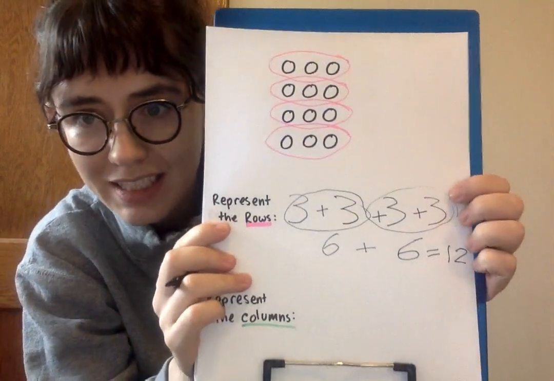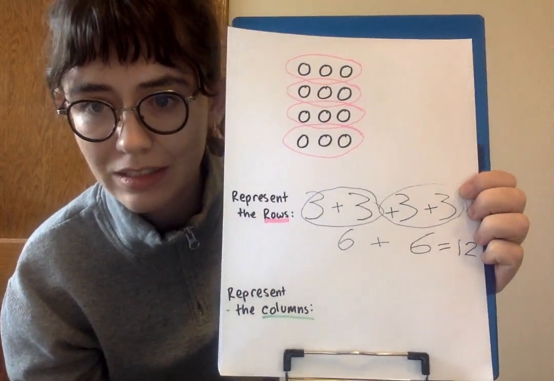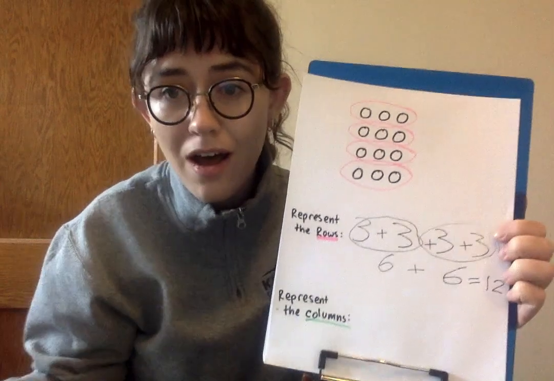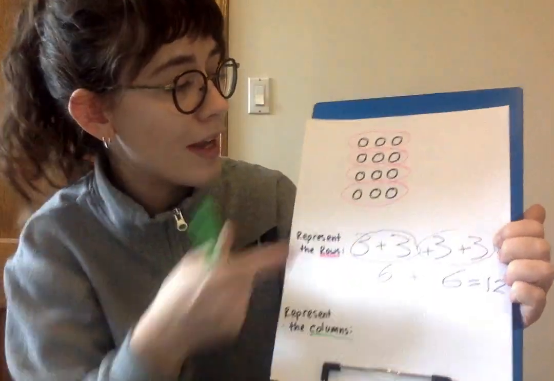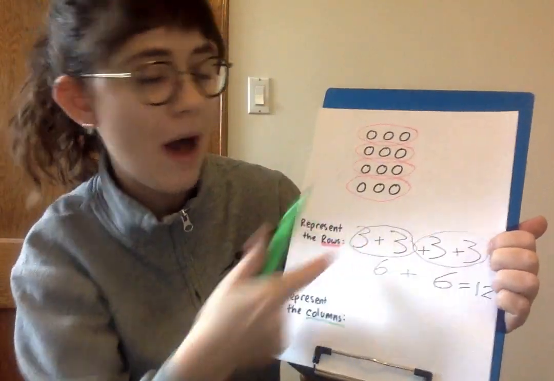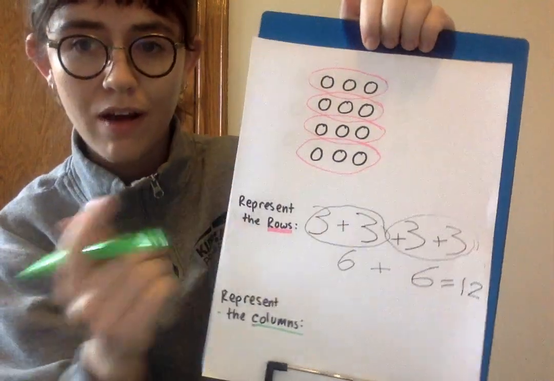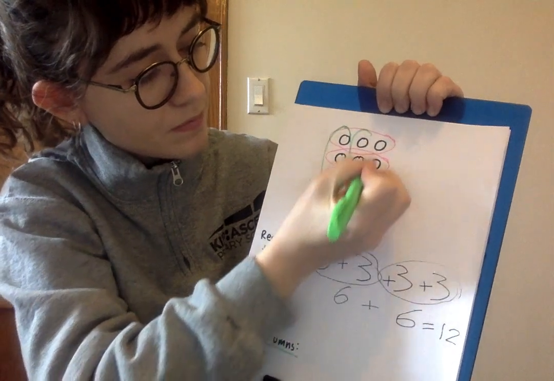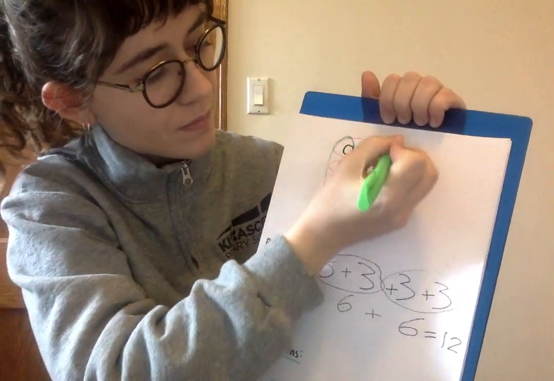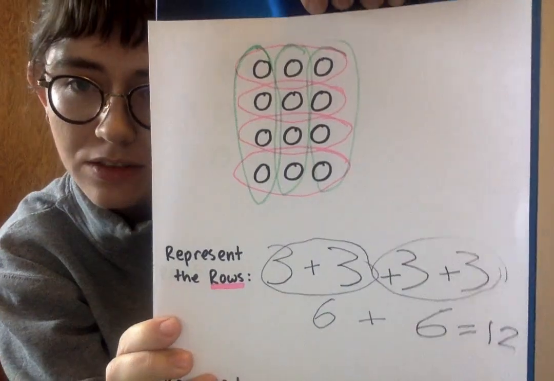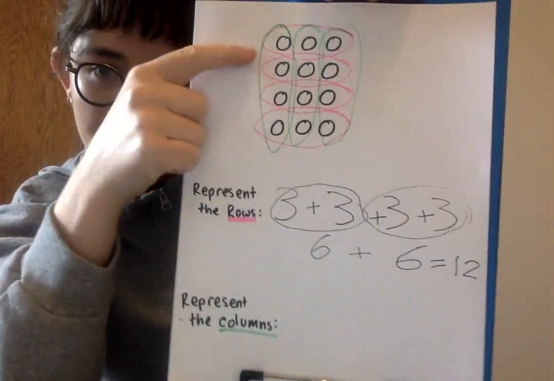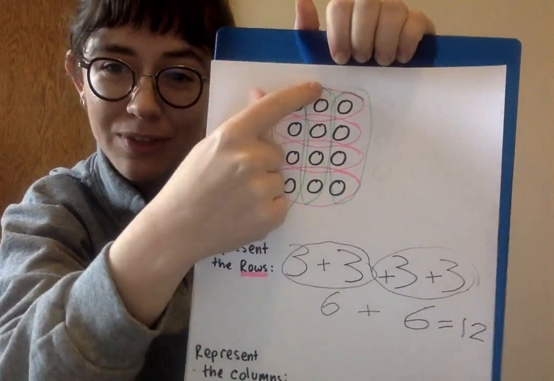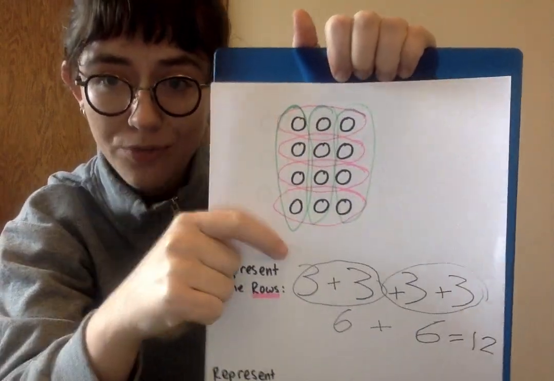But I'm not done yet because I have to write my repeated addition sentence for the columns. So when I'm looking at the columns, my song goes, columns, they go up and down. So I know that I have to be looking for groups that go up and down. So watch me circle the columns. Here we go. Okay, so those green circles are going to be showing me the columns, and the columns are going up and down. So right away I see that there's only 3 columns, and there's 4 in each column.